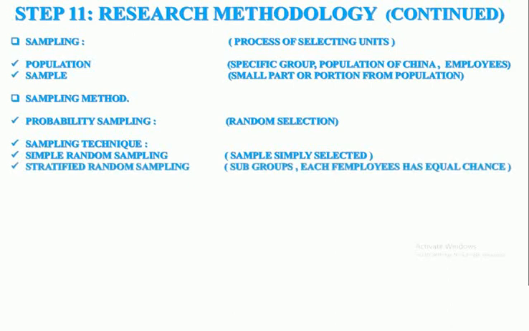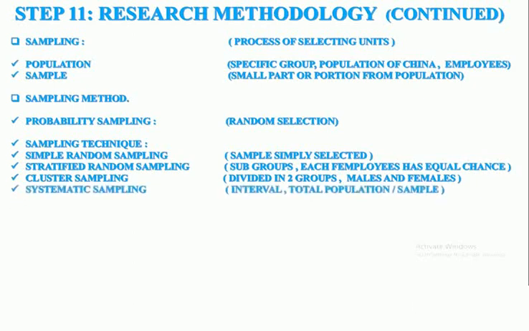Then comes your stratified random sampling, which is a sampling done in subgroup forms, such as each employee has an equal chance. Then there is cluster sampling, which is done by dividing people into 2 groups, such as males and females. Then there is systematic sampling, the interval sampling. Okay, it's done in interval phases. It's calculated by total population divided by the sample of your study.